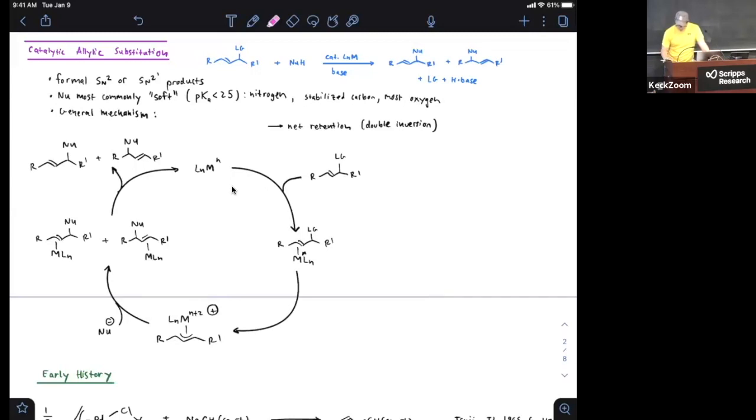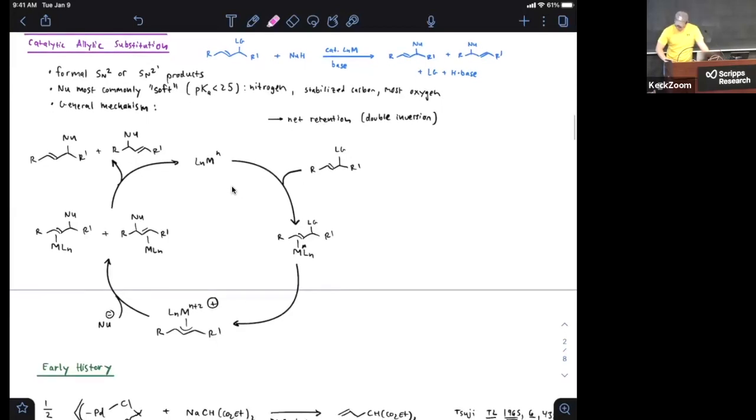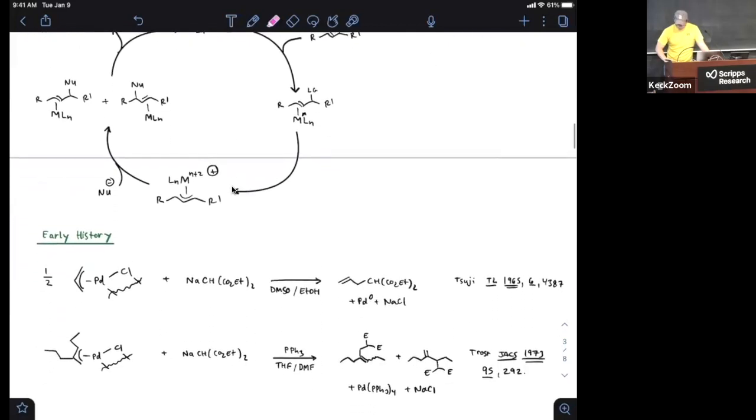Nucleophilic attack then forges the new carbon-carbon or carbon-heteroatom bond, generates an alkene-bound metal product, bound form of the metal catalyst that then undergoes dissociation to regenerate the parent form of the catalyst. Similar to things we've seen previously.